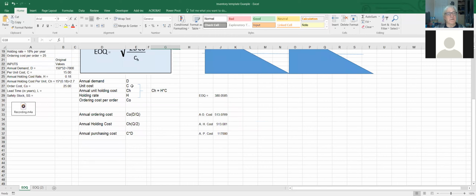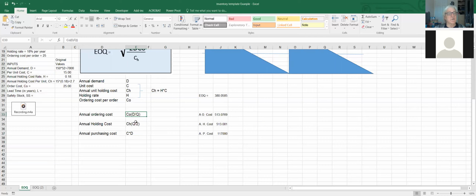So we have here the annual ordering cost, annual holding cost, and annual purchasing cost. The easiest is the purchasing cost. You pay C dollars for each unit, and you buy D units per year. So that's what you pay to purchase D units and put them on the shelf before you sell them.